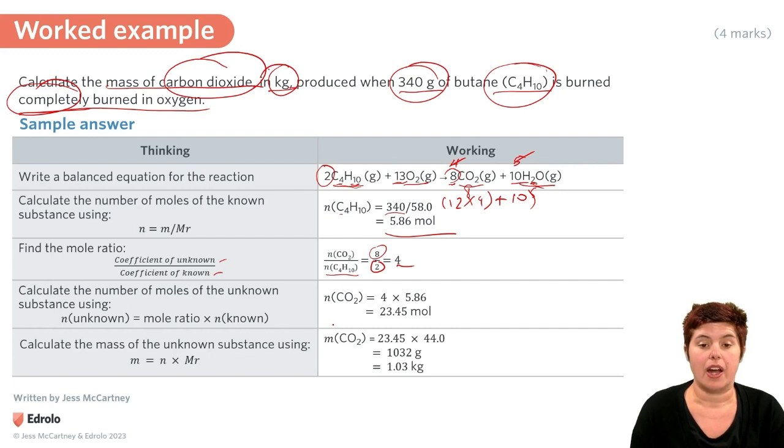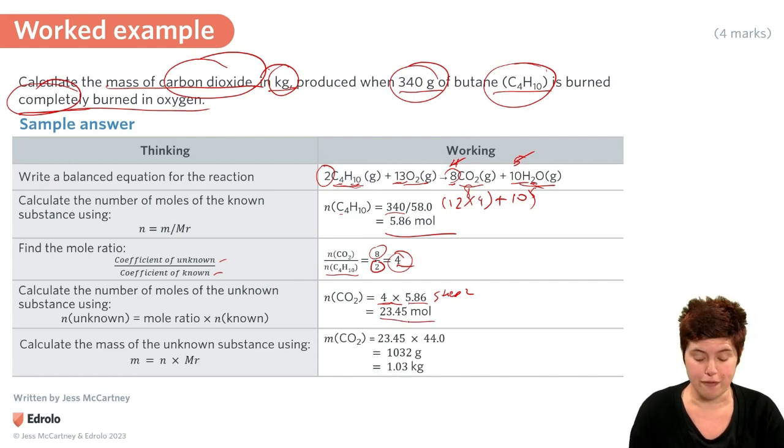Now the next step is calculating the mole of carbon dioxide. So we use our ratio that we calculated above here, which is 4, and we times it by the mole that we know. And so the known is butane. So that's 5.86. So that's from step 2. And that gives us the mole of carbon dioxide, which is 23.45.